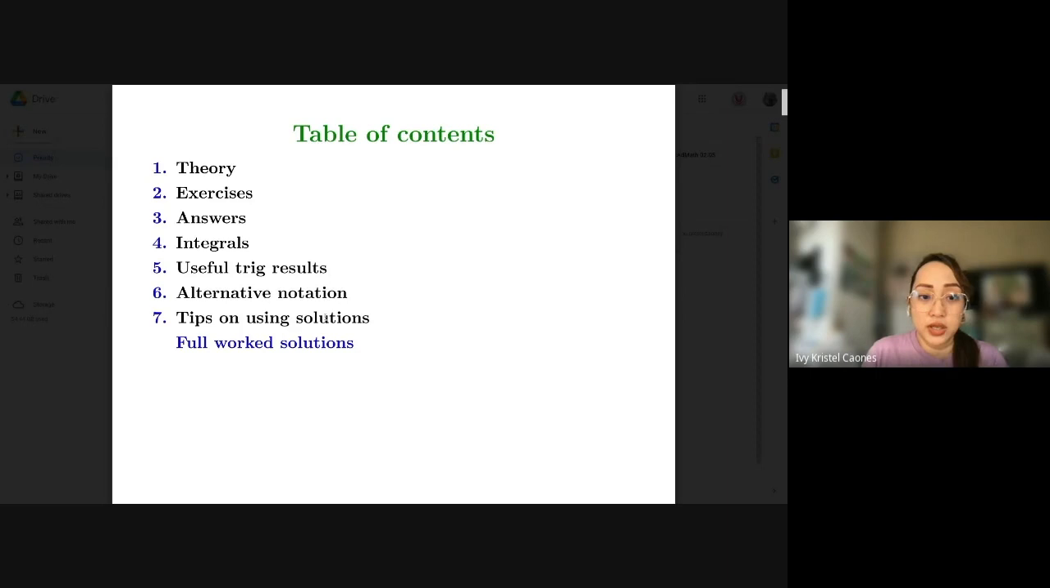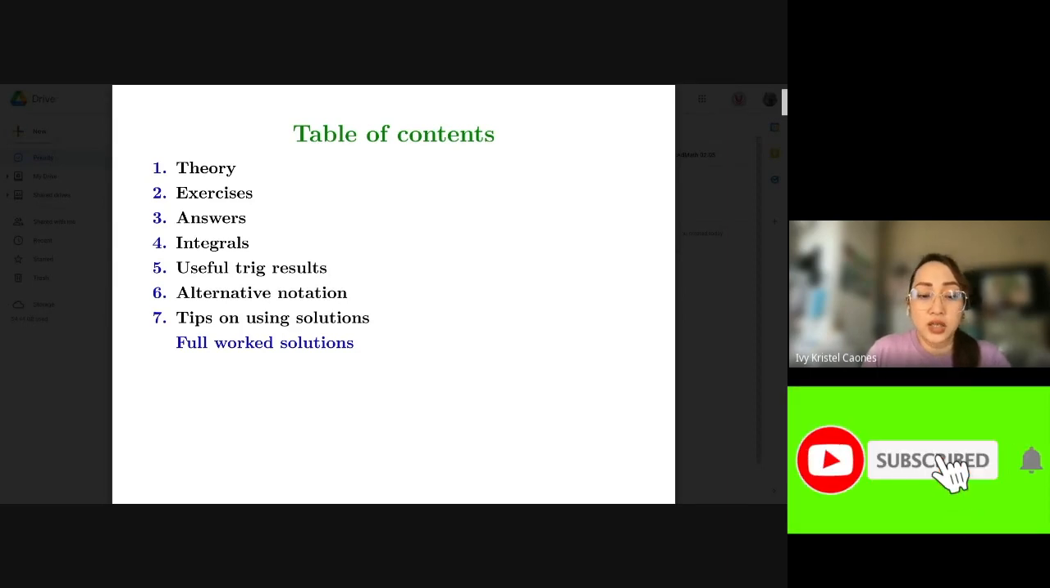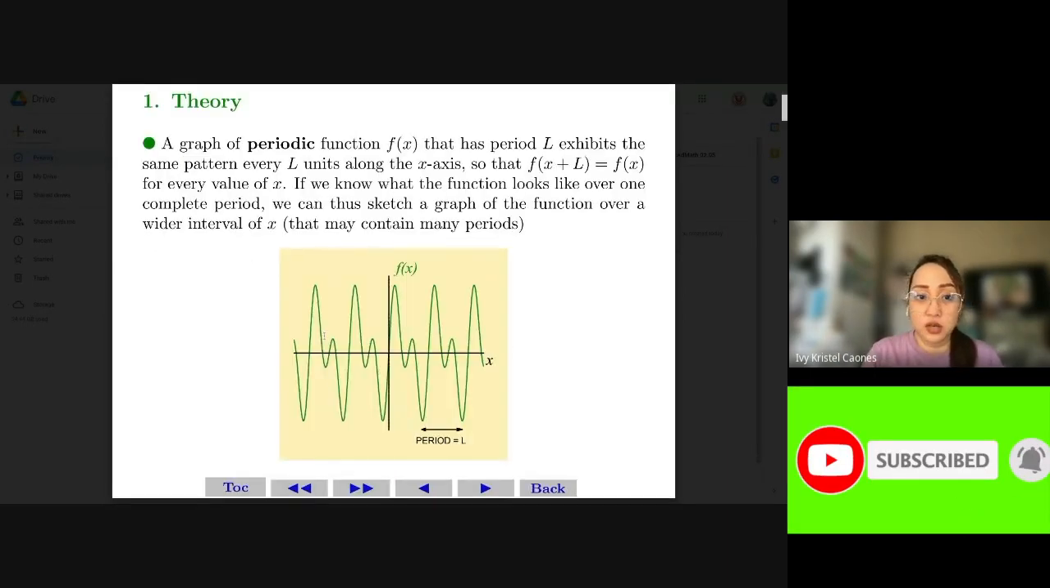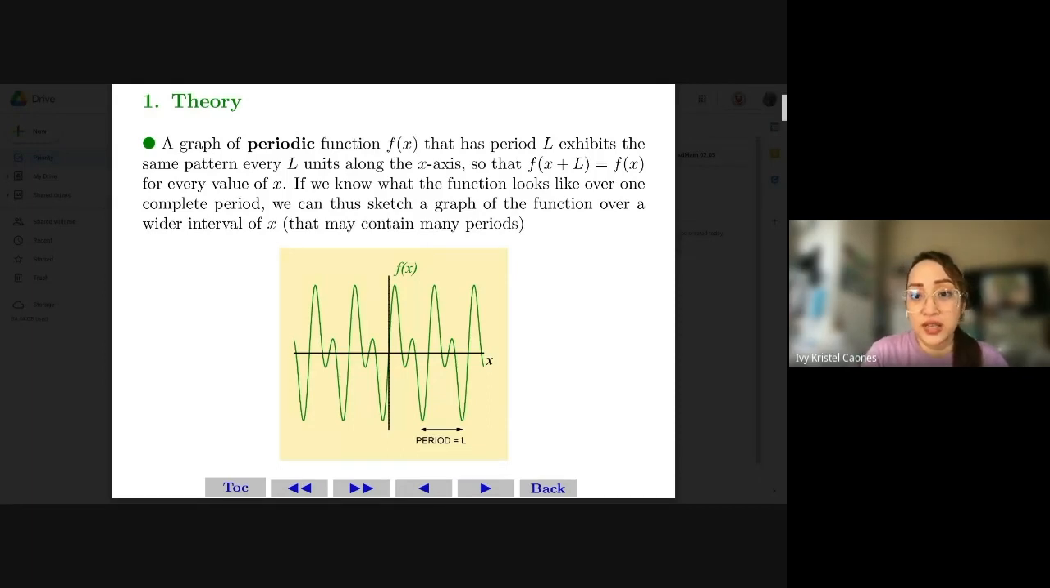Theory of the Fourier series, some exercises and their answers. Under the theory of the Fourier series, a graph of a periodic function f of x that has a period of L exhibits the same pattern every L units along the x-axis, so that f of x plus L is equal to f of x.